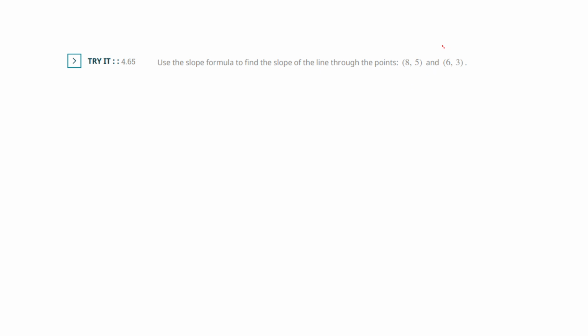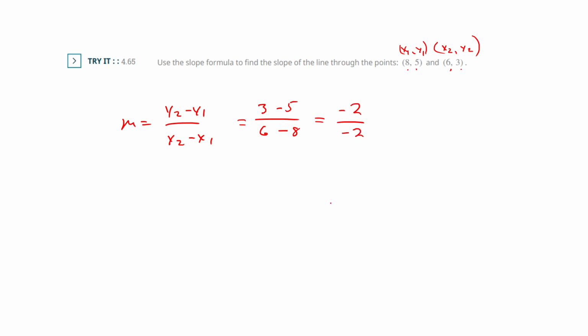So I'm going to make this x2, y2, and I'm going to make this one x1, y1. Now my formula was y2 minus y1 over x2 minus x1. So let's plug those in. 3 minus 5 over 6 minus 8. Okay, so just tidy this up. I get negative 2 over negative 2, which could be simplified. It's a slope of 1. So I could divide those, it becomes 1.